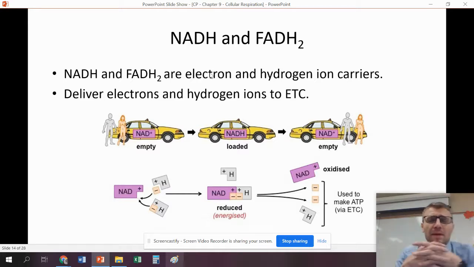Now, we've been talking a lot about the NADHs and the FADH2s. What you need to know is these FADH2s and NADHs are like electron and hydrogen ion carriers. They take hydrogen ions and electrons to different places called the electron transport chain. And we're going to get to that here in a little bit.